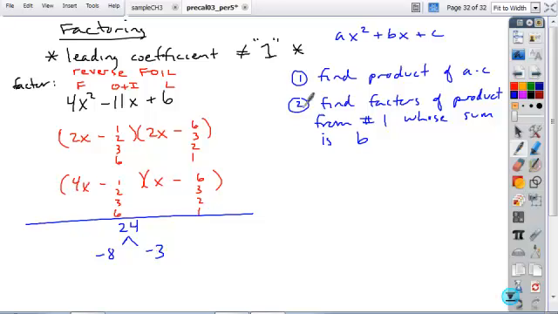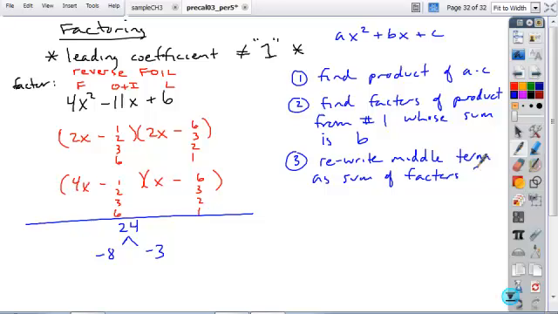Okay, once you establish these 2 numbers, what you're then going to do is rewrite the middle term as the sum of the factors from step 2. Okay, and all that involves is just putting the variable on it. So our middle term was an x, so I'm just going to put an x on each of these terms. So what I've done is I've turned negative 11x into the sum of negative 8x minus 3x. Is that still equivalent to negative 11x? Yeah, so I haven't changed anything about the problem other than just its form.